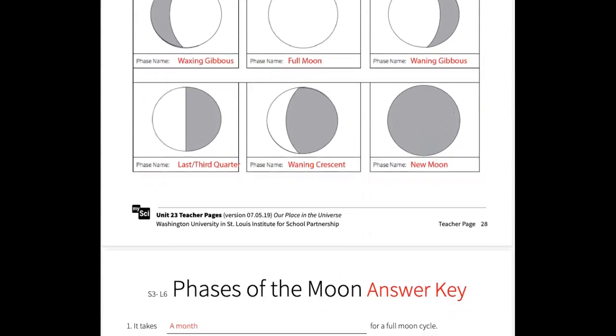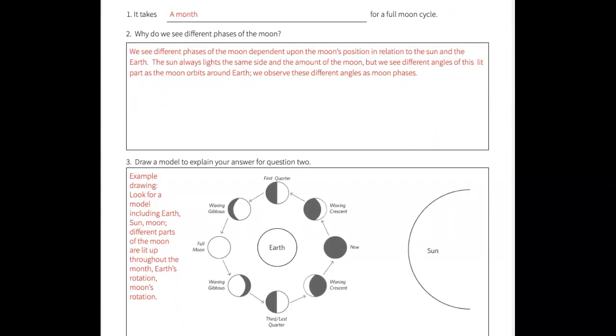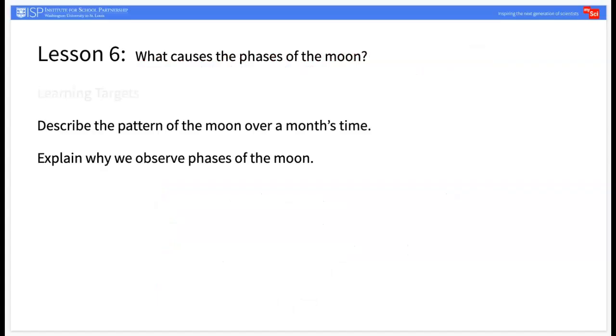Students will also construct a model and write an explanation for what causes the moon phases to occur. By the end of this lesson, students will have described the pattern of the moon over a month's time and explained why we observe phases of the moon.